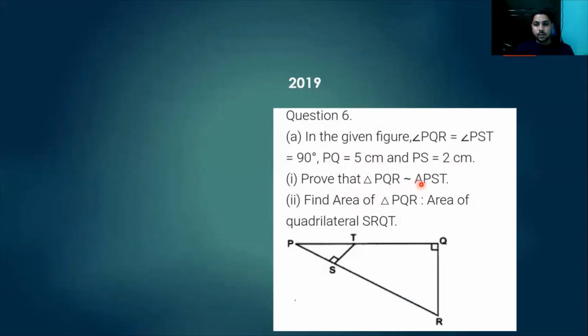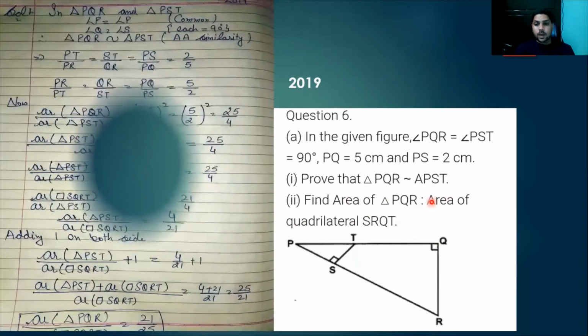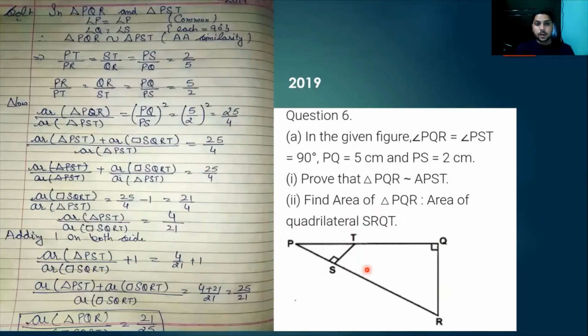This is triangle PST. So we have to compare the larger triangle and the smaller triangle here. Also, we have to find the area of the larger triangle PQR and the area of the quadrilateral SQRT.